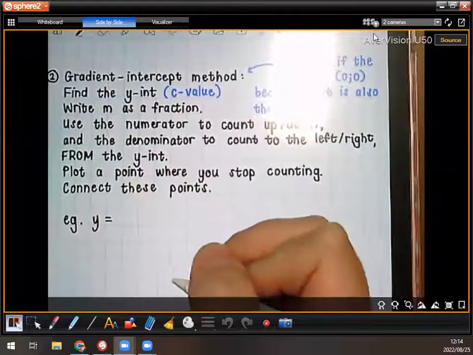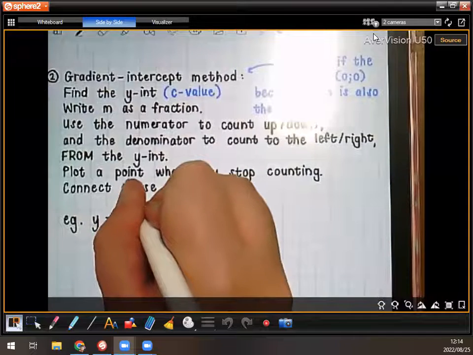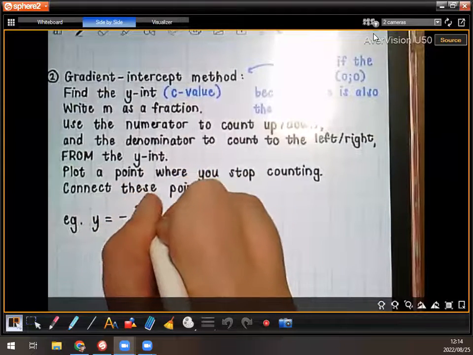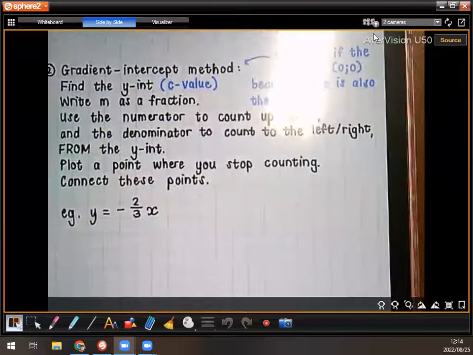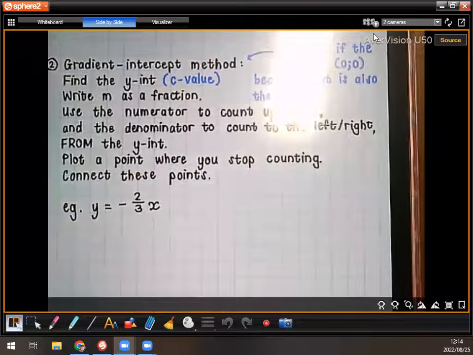All right, we're going to do the graph of y = -2/3x. Guys, that is a straight line equation, right? It is in the form y equals mx plus c. But do we notice that there is no c? There is no constant term. What does that mean? c is 0.